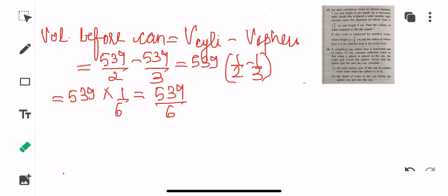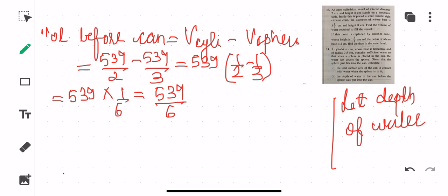Now since you had taken that particular height as h centimeters, let the actual depth of the water we had taken as h, if not h, children, you can take it now as capital H. Then you will be writing pi r square into capital H is equal to 539 divided by 6.